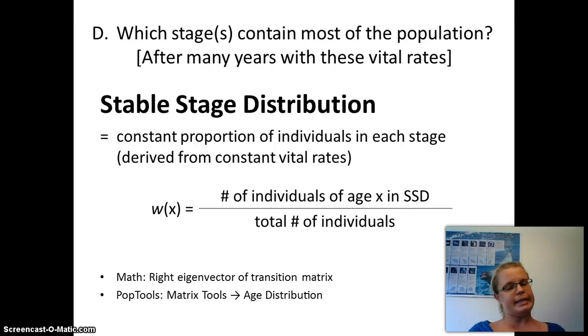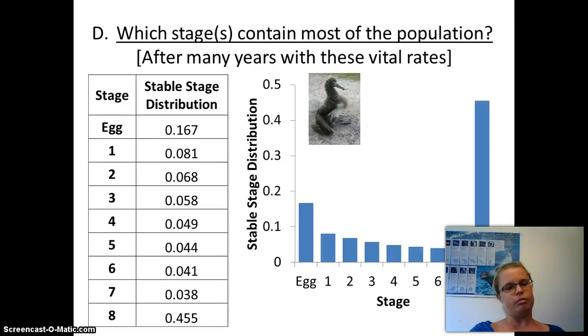And again, it's really easy to do with PopTools. They call it age distribution, but it works whether you're dividing your population up by age or size or stage or whatever. So here's what the stable stage distribution looks like for albatrosses. You're going to get a vector with all of the stages and the proportion of individuals in each stage.